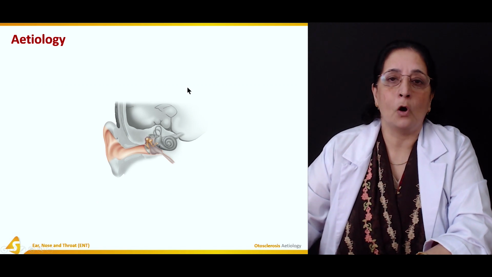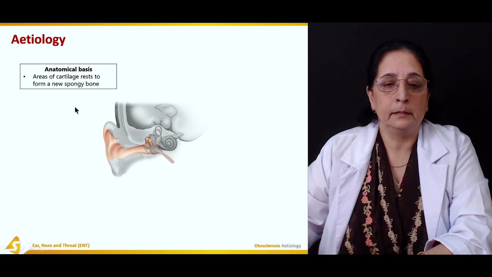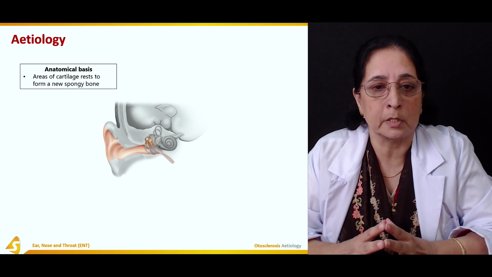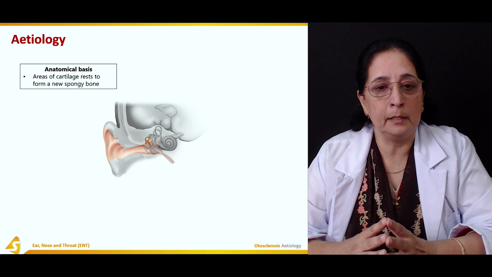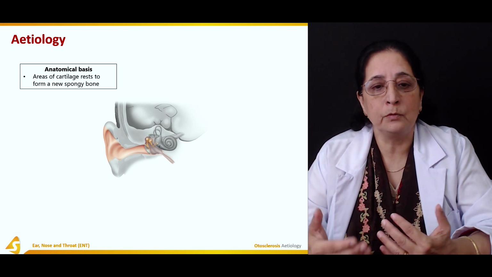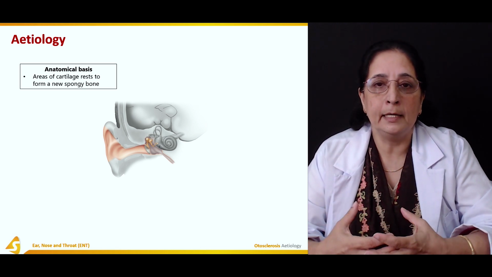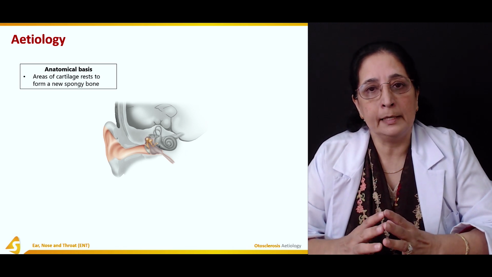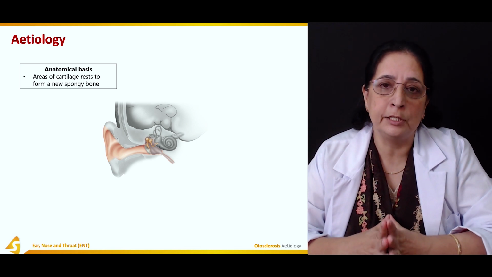Now, what are the causes of otosclerosis? Different factors can lead to otosclerosis. We have the anatomical basis: areas of cartilage rest form new spongy bone. So slowly changes occur in the normal cartilaginous area, and that leads to spongious changes, and that leads to the formation of otosclerosis.